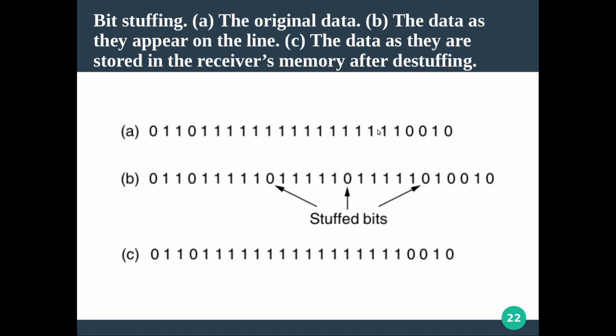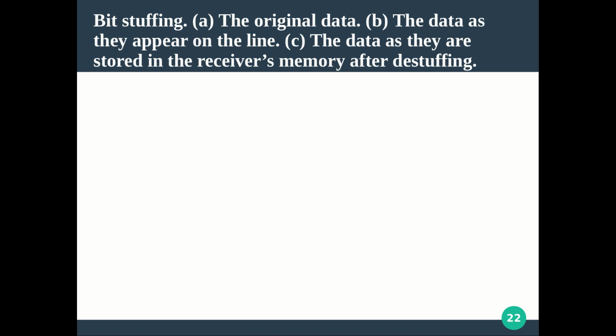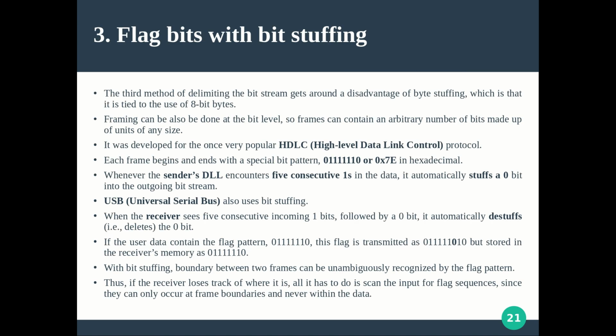And why are we stuffing a 0 after 5 continuous occurrences of 1? Because our delimiter pattern contains 6 consecutive ones. The same thing you can come up with as a different solution: in HDLC this is particularly what we are using, but you can have a delimiter pattern, maybe 0 followed by 10 ones and a 0, for example.